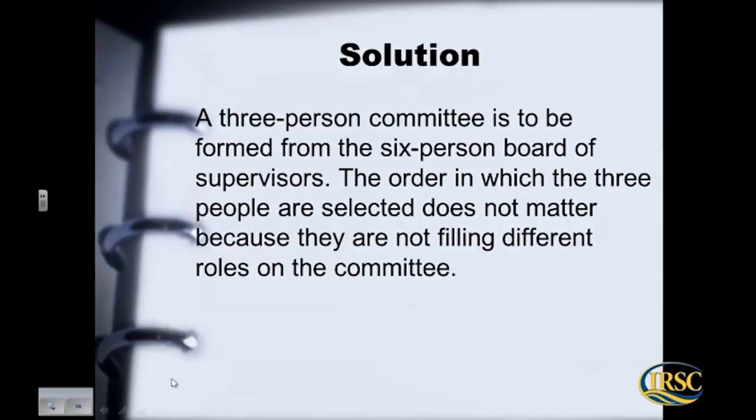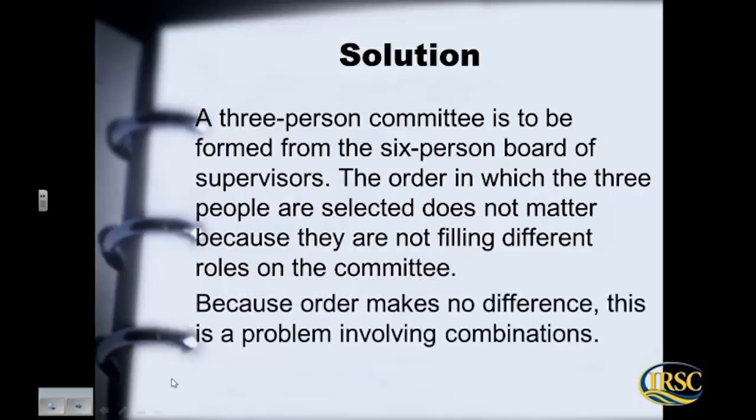So a 3-person committee is to be formed from 6. The order in which the 3 people are selected does not matter because they are not filling different roles on the committee. So it'll be the same group of 3 people no matter how you pick the people to join the committee. All right, so order makes no difference, or order doesn't matter, however you write that down. And so it's combinations.